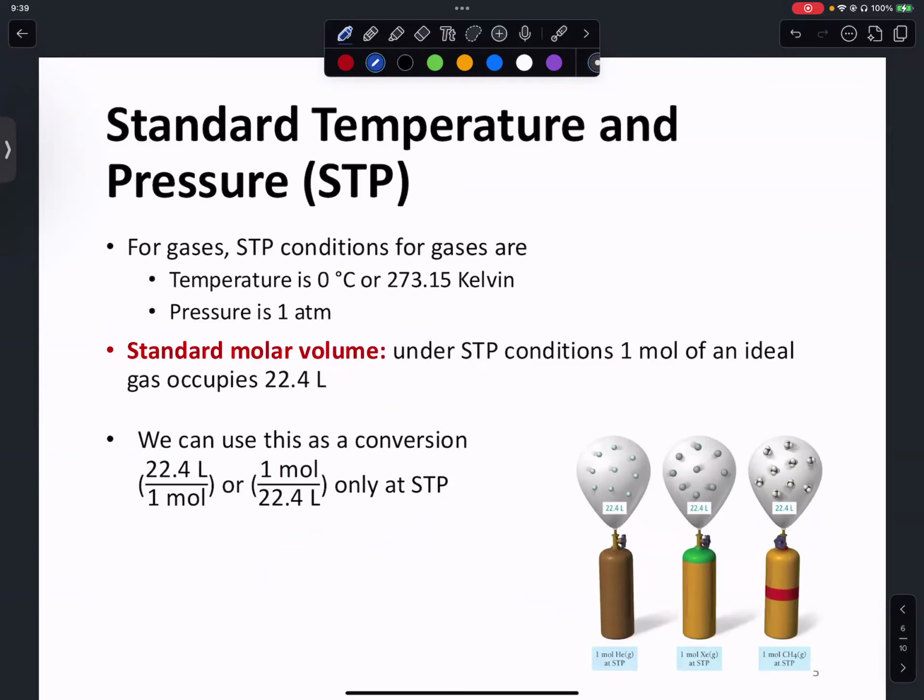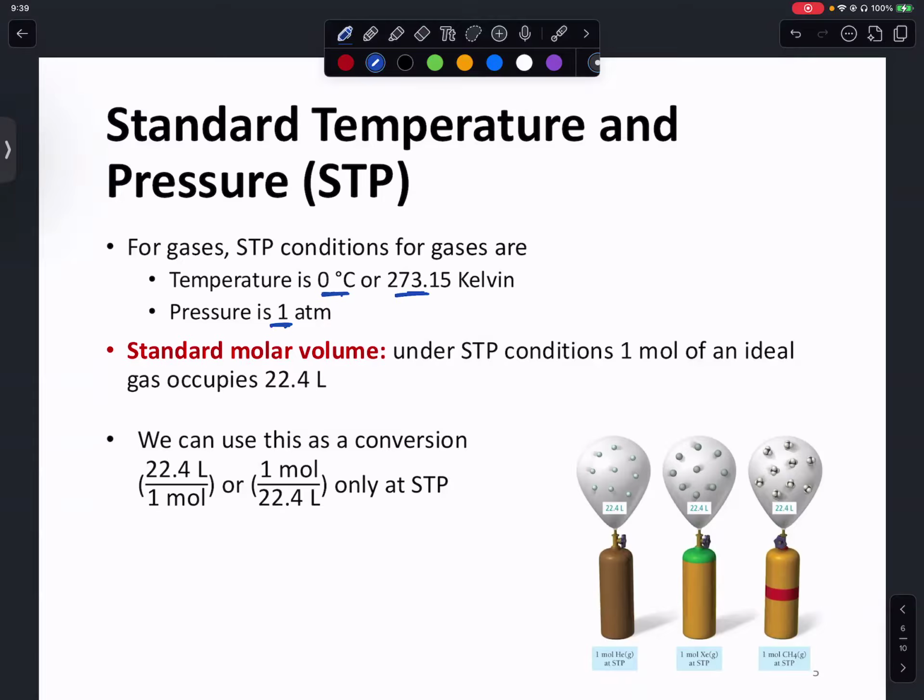Now, another thing you want to know about is the standard temperature pressure, or STP. STP are very specific conditions, meaning that the specific temperature and pressure conditions are 0 degrees Celsius or 273.15 Kelvin, and the pressure must be 1 atmosphere.